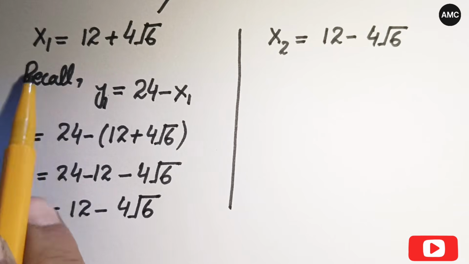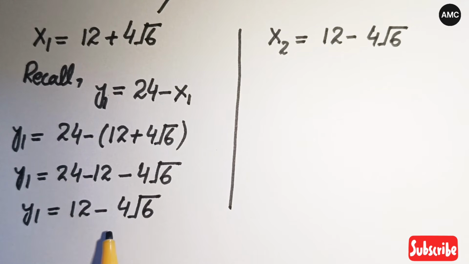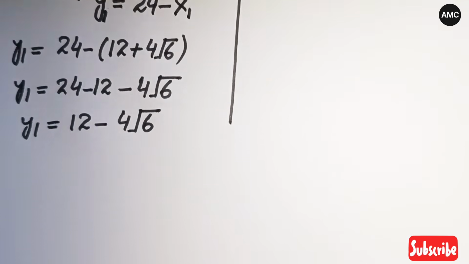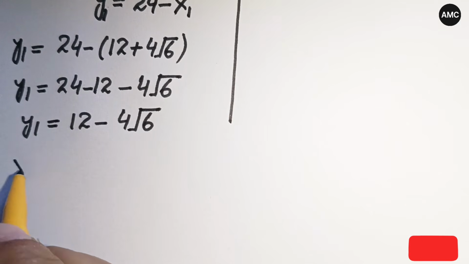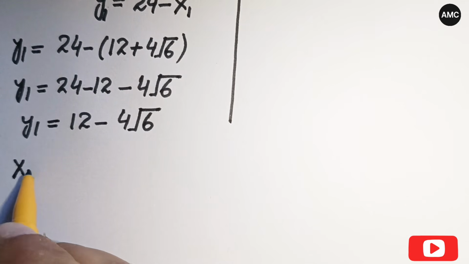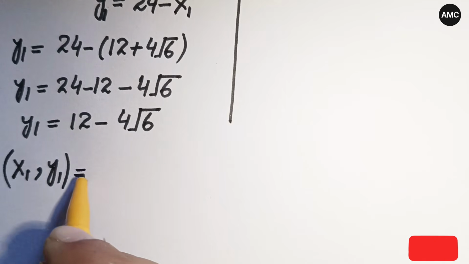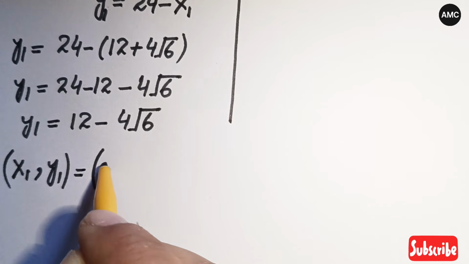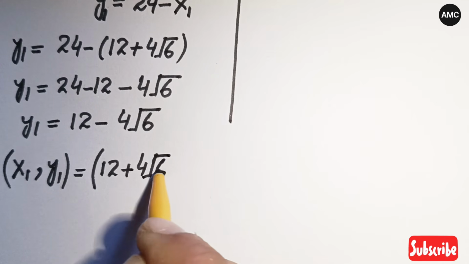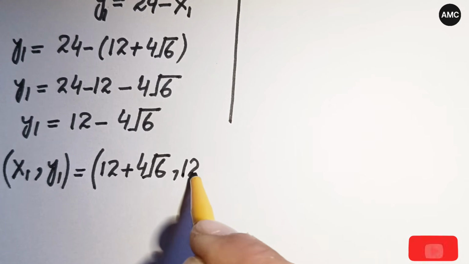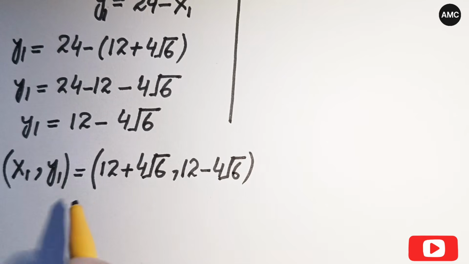Now we have x1 is equal to 12 plus 4 times square root of 6, and y1 is equal to 12 minus 4 times square root of 6. So here we get our first pair of values for x and y. Let's say it is x1 and y1, that is x is 12 plus 4 times square root of 6, and y is 12 minus 4 times square root of 6.